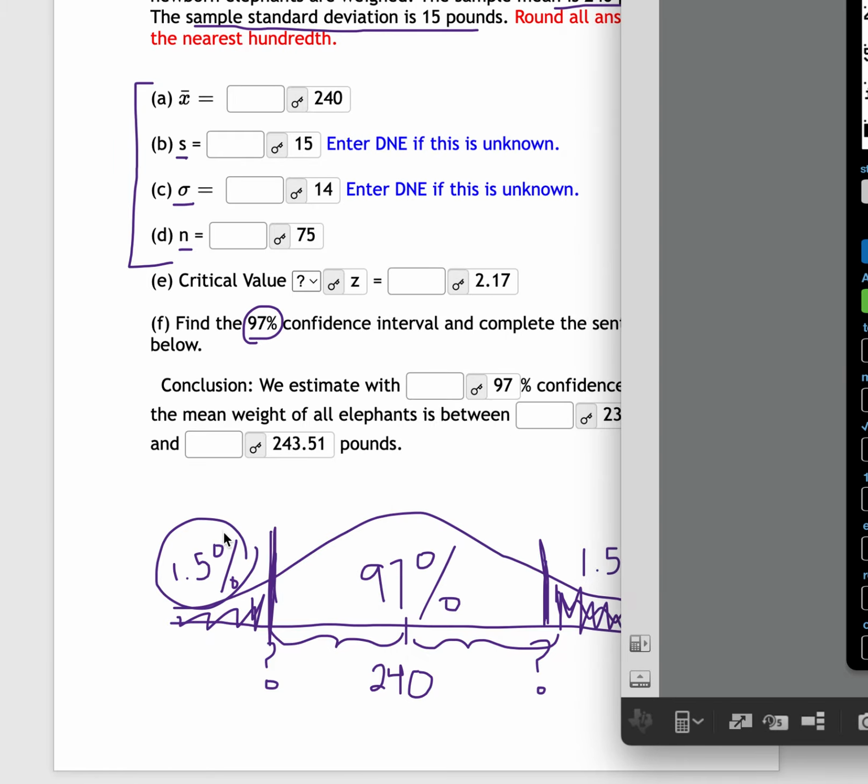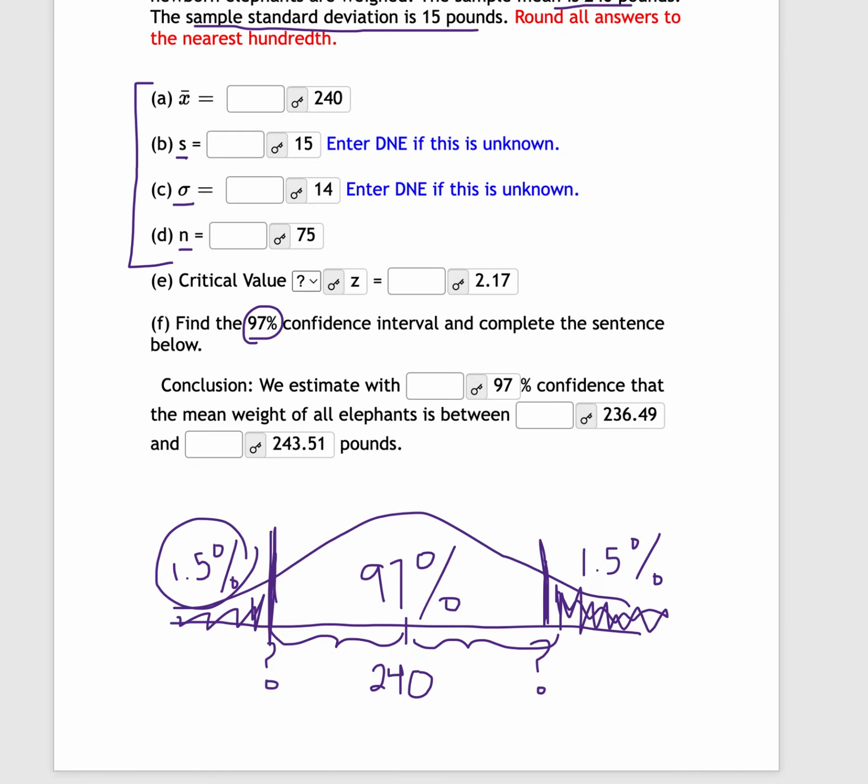On this end, it's negative 2.17, but on this end, it's 2.17, and that means we're 2.17 standard deviations out from the mean, which is why we have this as our critical value.